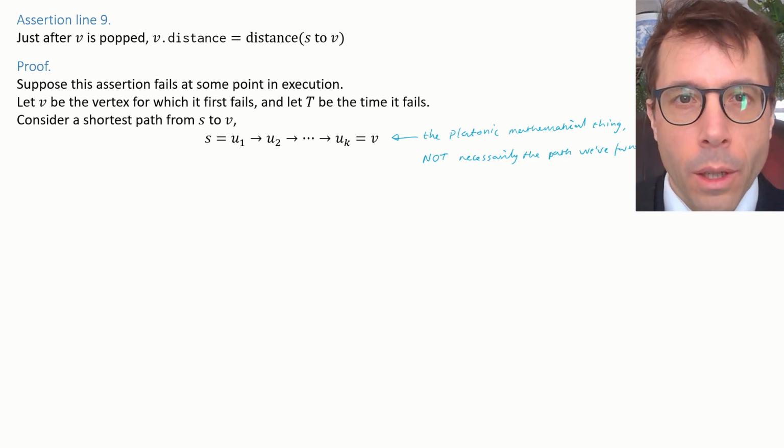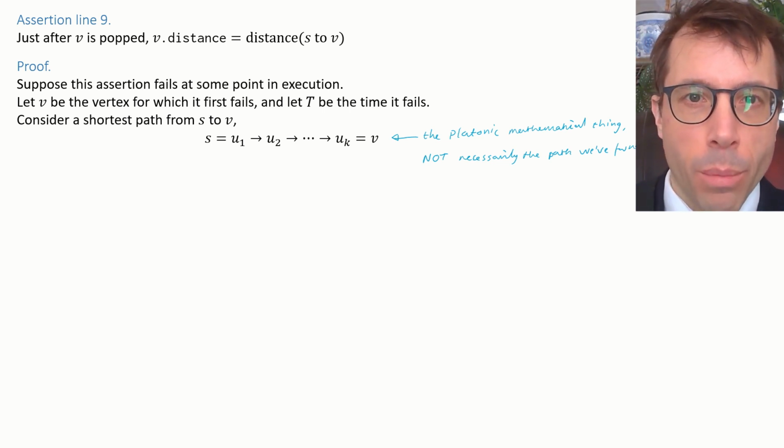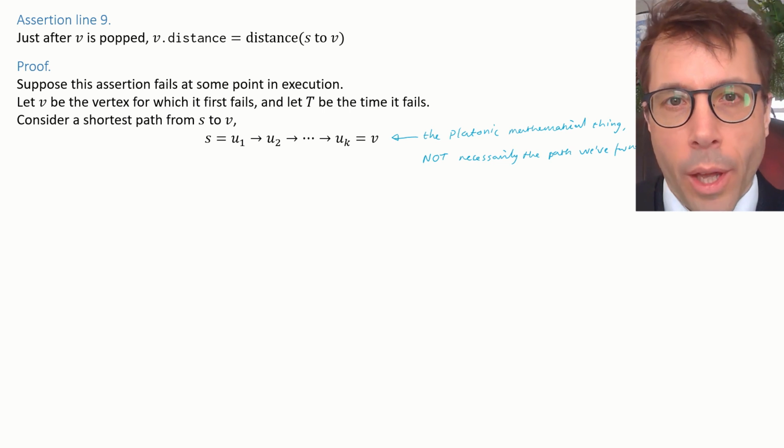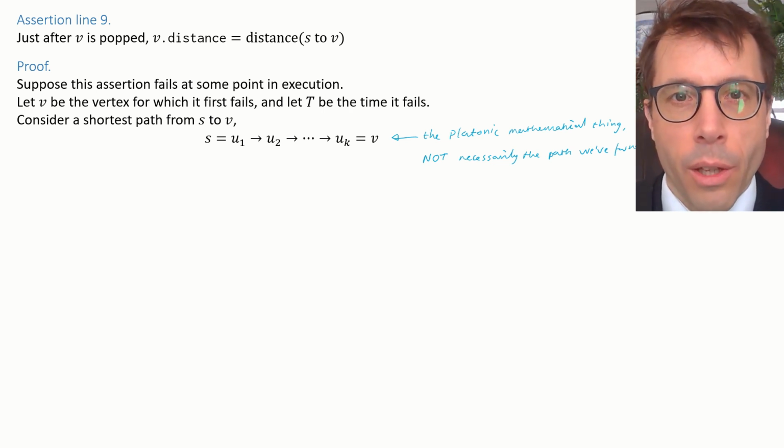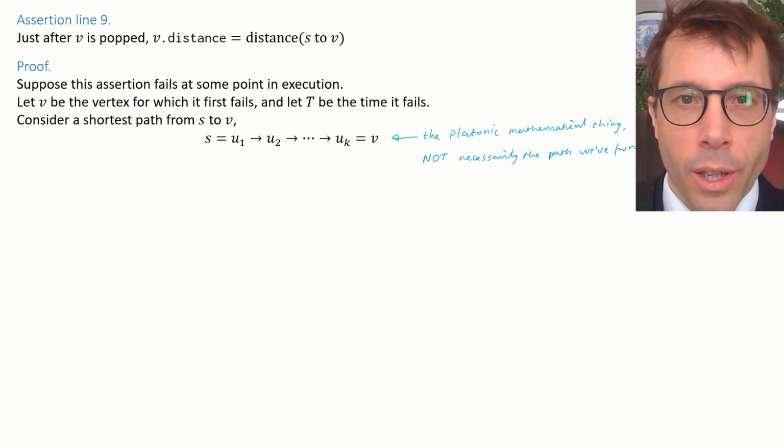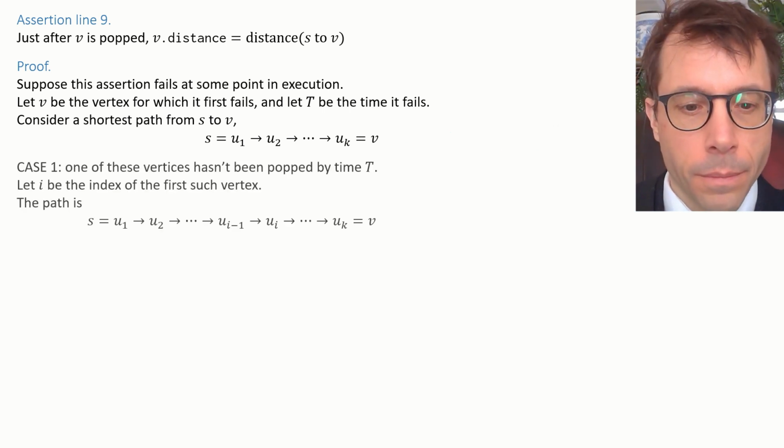Now, I want to think about the state of all the vertices on this path at a point in time during execution, t. Either all of these vertices have been popped by time t, or they haven't. So there are two possible cases for us to consider here, case 1 and case 2. Let's consider case 1 first.